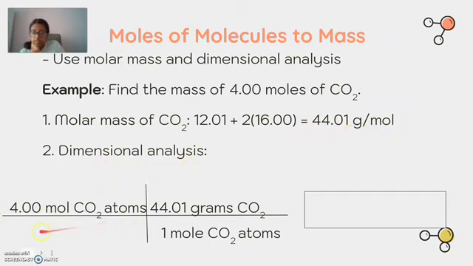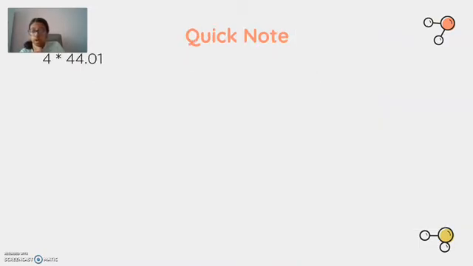So the given is going to be here, and so 1 mole is going to be equal to the molar mass of carbon dioxide. Units cancel, and you're going to be left with 176 grams of carbon dioxide. Quick note, if you're given a question like this, I suggest breaking it up into whole numbers and then decimals.